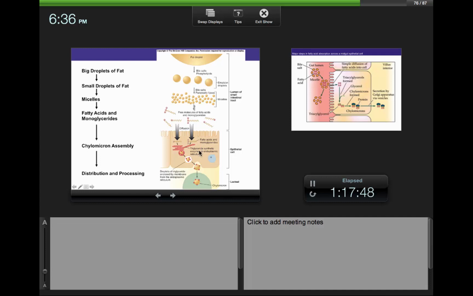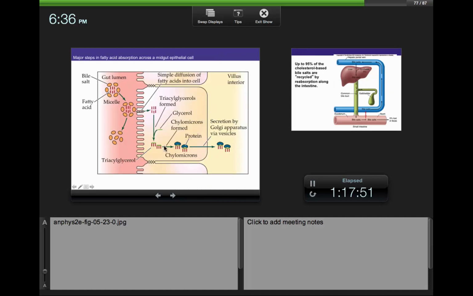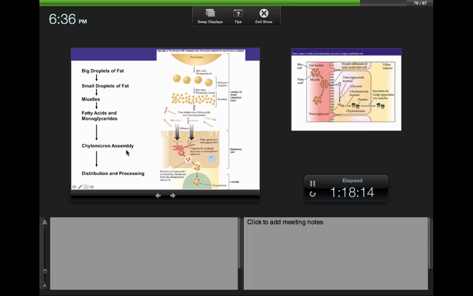And then you can kind of see here the triglycerides are made up of the fatty acid chains and the glycerol backbone. Then you add a protein, and that's what's called chylomicrons. It's the triglycerides plus this protein. Okay, so then now they're called chylomicrons, chylomicron assembly, and then it's transported by exocytosis into the lacteal or lymph vessels, where ultimately it ends up in adipose tissue, right? Adipose tissue.